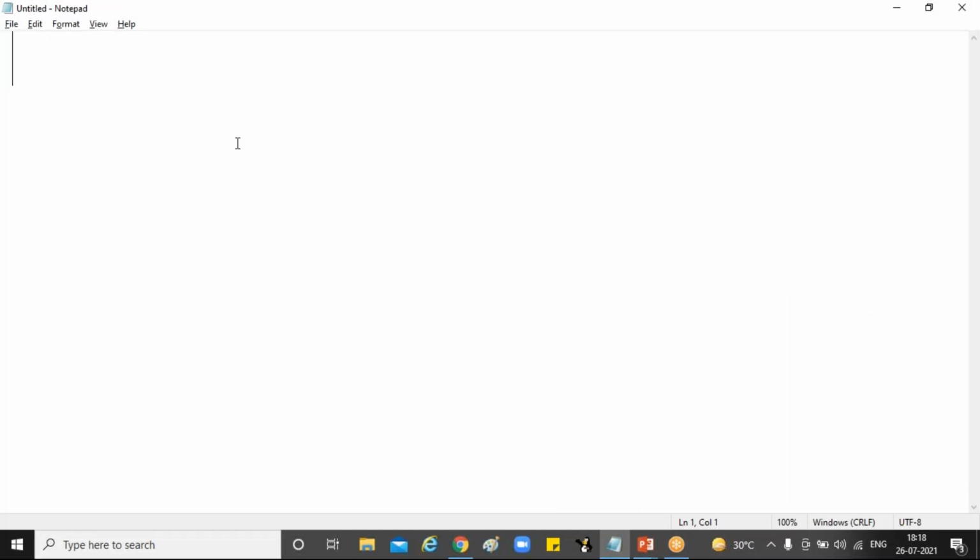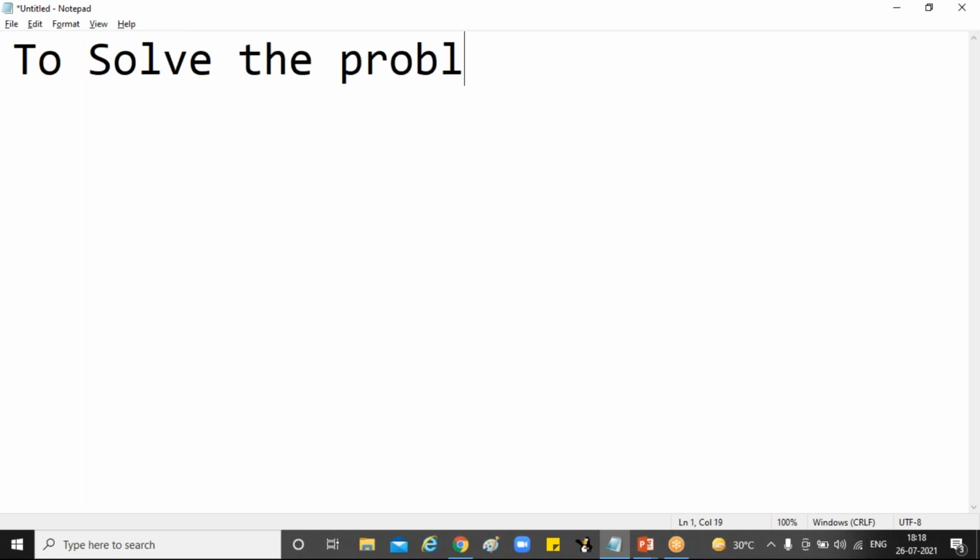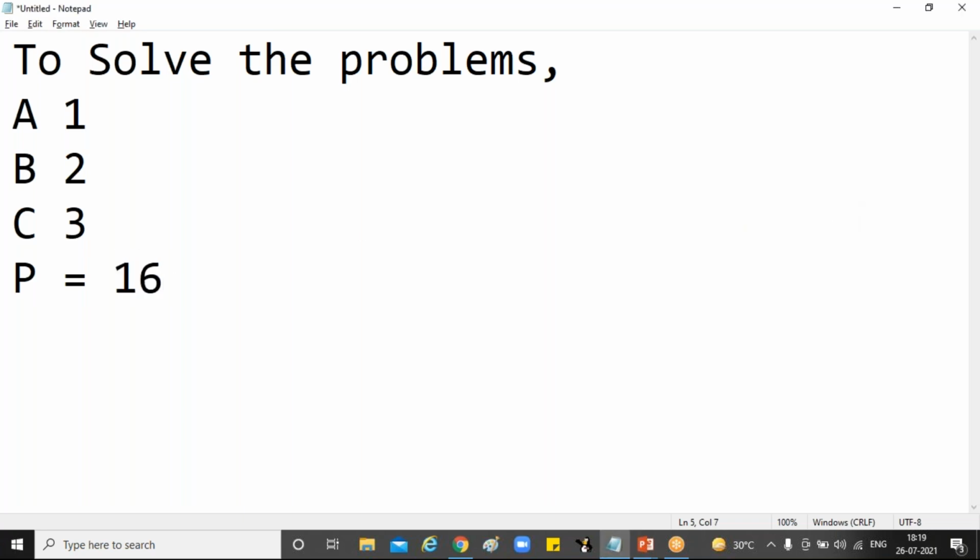So to solve the problems related to coding and decoding, we need to remember the numeric numbers of the letters again. So A1, B2, C3. All of you know how to remember this one? What is the numeric number of P? 16. So all of you remember the logic?